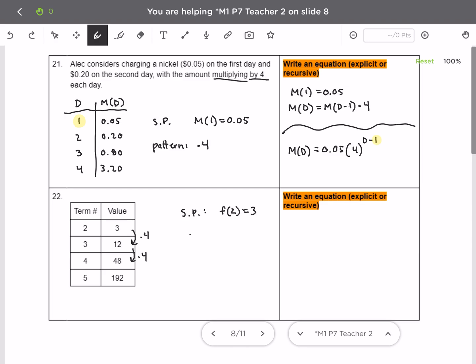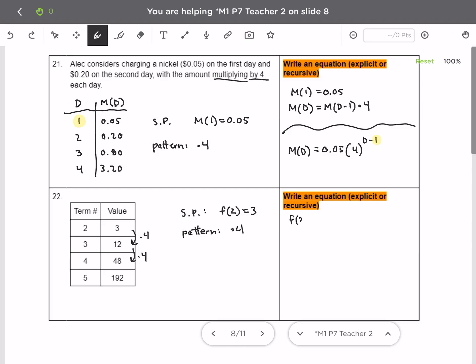Okay, starting point equals. All right, so the output at term 2 is 3. And then our pattern, there's like a spot on this that ClassKick did not like. Sorry about that. Times 4.